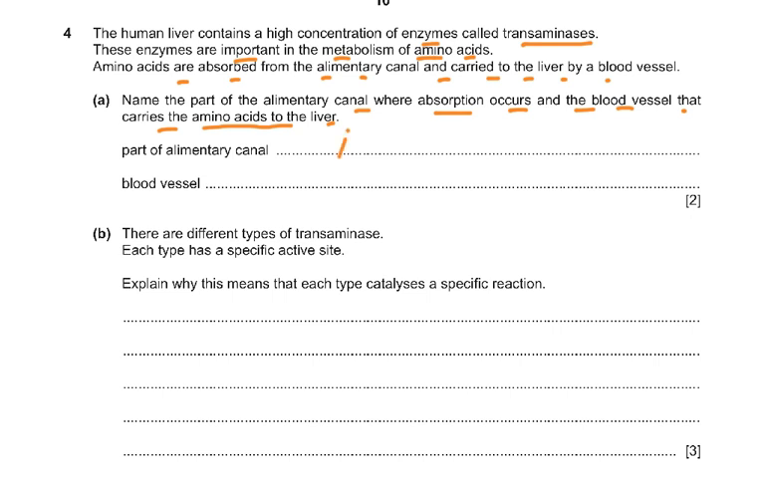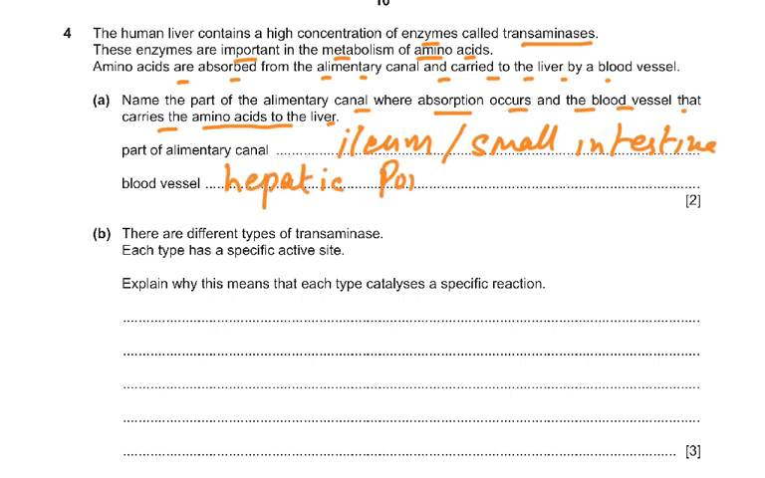The absorption is in the ileum, or you can say the small intestine. Even that was correct. If you said small intestine or the ileum, both were correct. Then the name of the blood vessel is the hepatic portal vein. I'm sure everybody knows that. That's a very common one. We talk about it a lot.